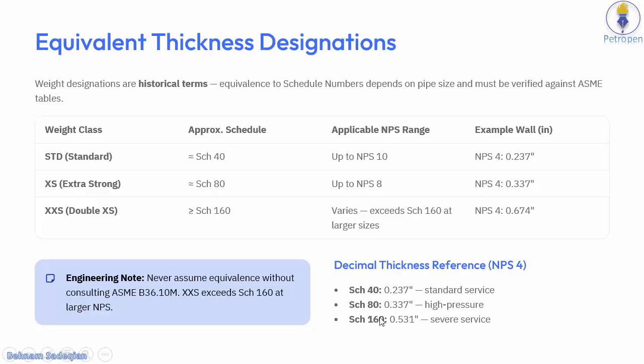Finally, notice the decimal values shown at the bottom of the slide. These numbers represent the actual measured wall thickness and are the values used in engineering calculations, inspections, and fabrication.